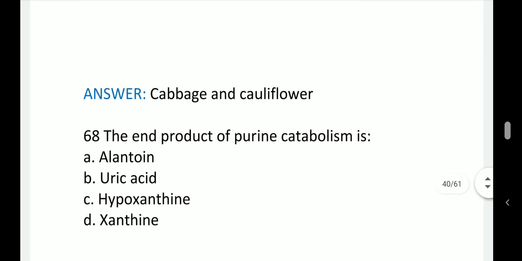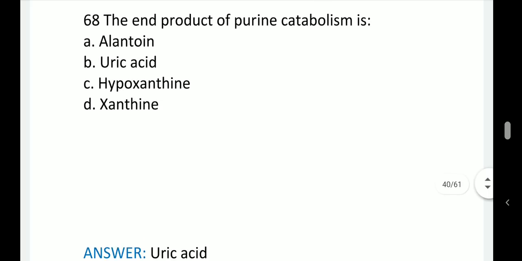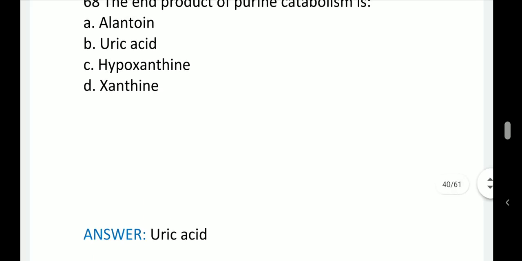Question number 68. The end product of purine catabolism is option A, allantoin. Option B, uric acid. Option C, hypoxanthine. Option D, xanthine. Answer is option B, uric acid.